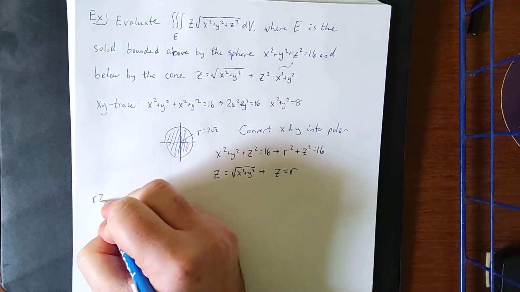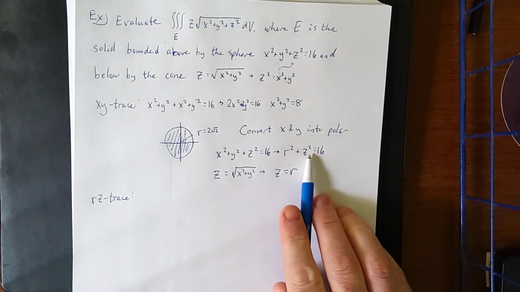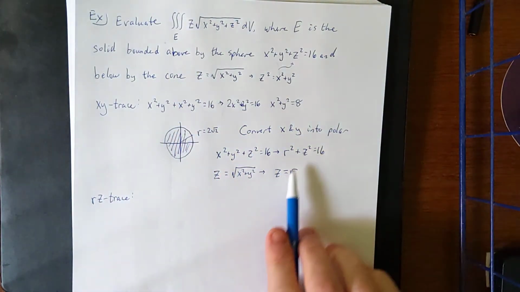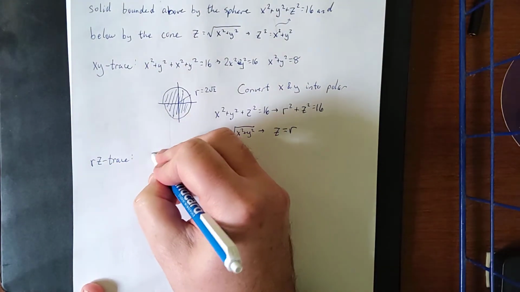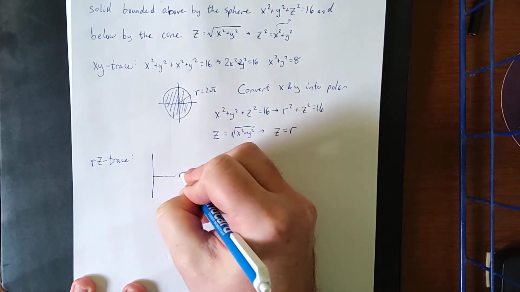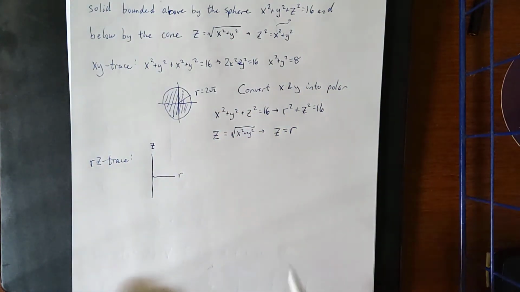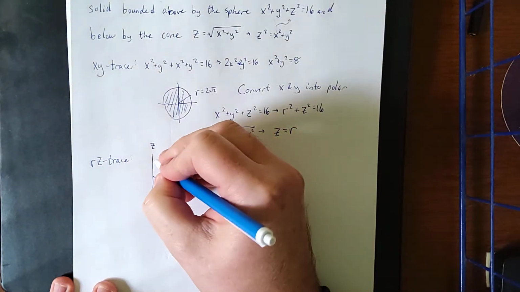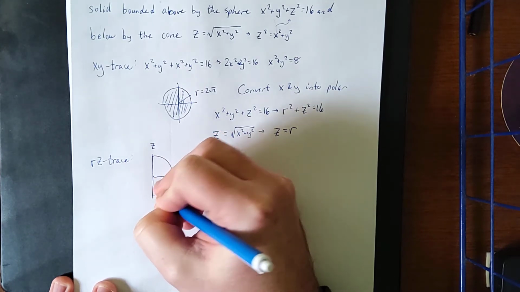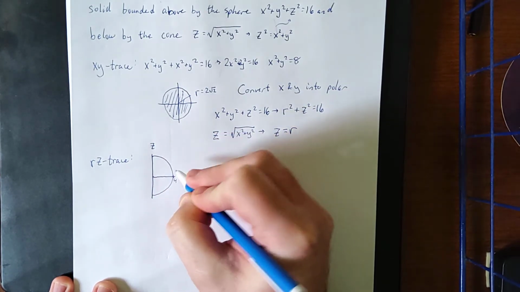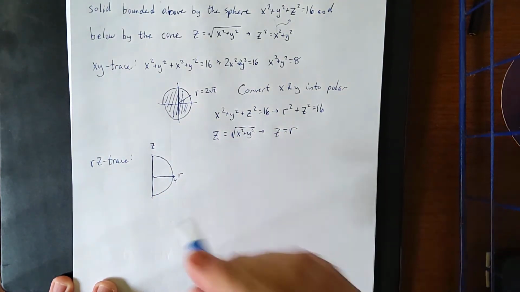Now, analyzing the rz trace, let's take a look at those two things. Keep in mind that this circle is supposed to be the upper boundary, bounded above, and the line is supposed to be the lower boundary, bounded below. So here's the r-axis, xy plane, and the z-axis. r squared plus z squared equals 16 is simply a circle of radius 4. If I were to take this and rotate it about the z-axis, I would get the entirety of the sphere.